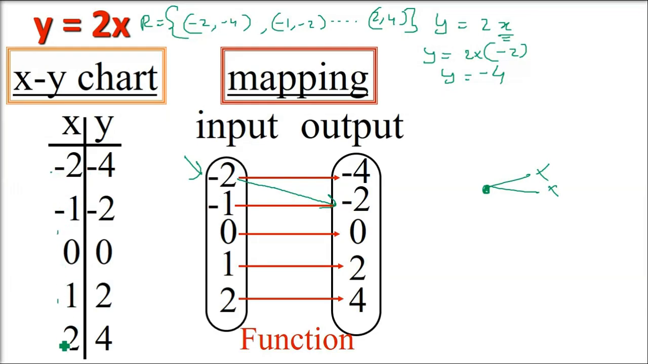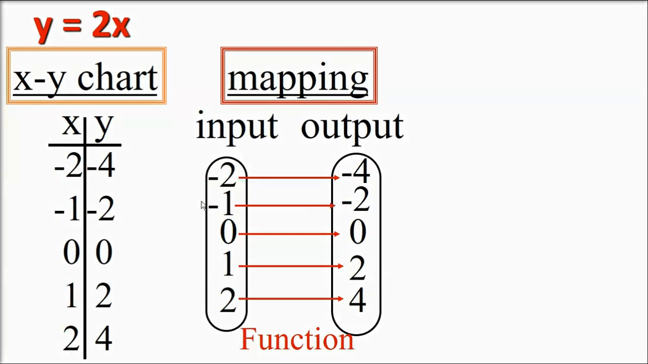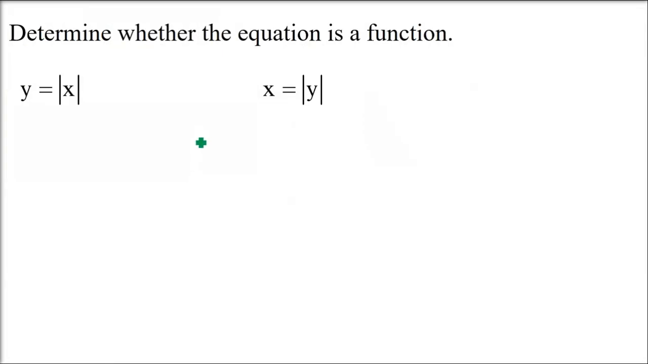You can also see whether x is repeated or not. If you see x repeated, that is not a function. Now you see these two functions look exactly the same, but there will be a difference. One is a function, one is not. Y is mod x. That means whichever value you put here, it will always be positive.